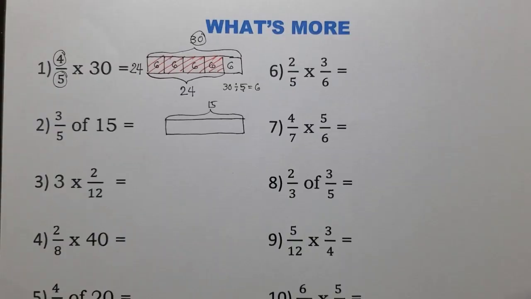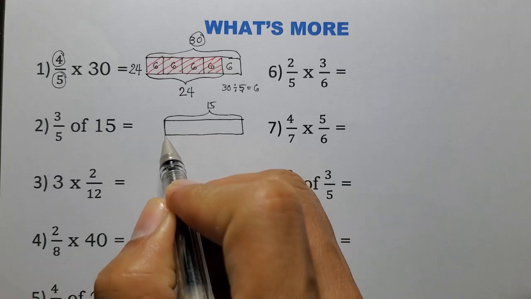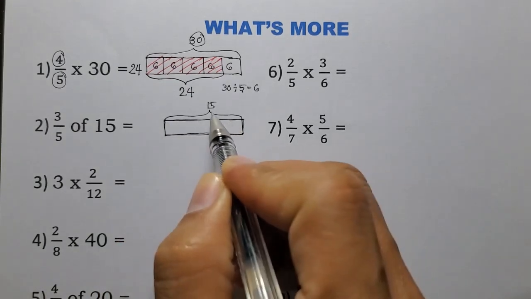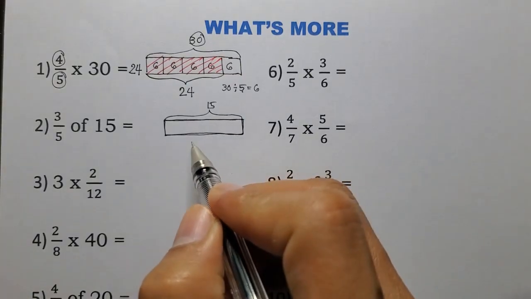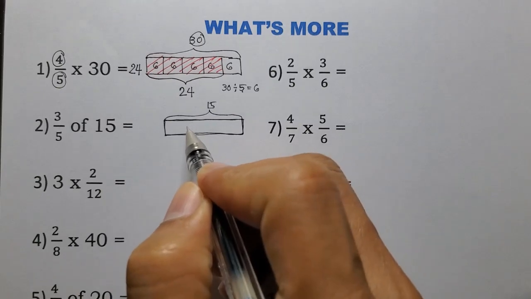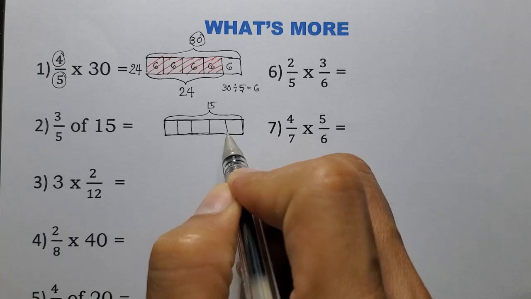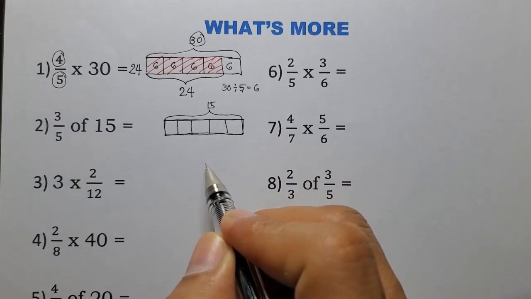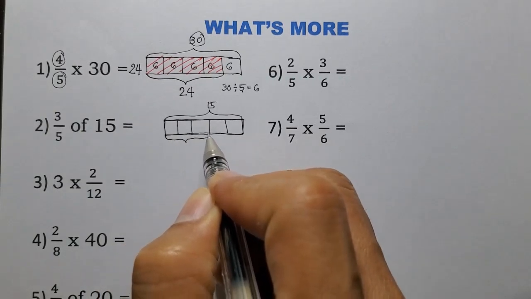Number 2 of our what's more, and that is 3/5 of 15. We could illustrate 15 as a model here, or a block model, which is this block model would represent 15 this time, and this time we will get 3/5 of that. When I say we are to get 3/5 of that, so you have to divide it into 5 equal parts, 1, 2, 3, 4, 5. Then after that, you will just shade 3 parts out of 5. Of course, when I say 3 parts out of 5, this portion.